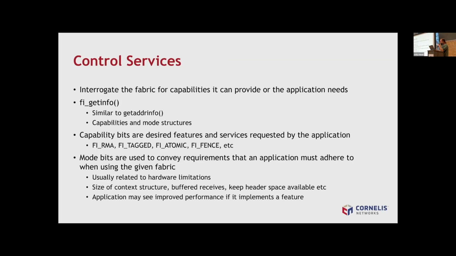So for example, MPI wants tagged messages. SHMEM has various fence semantics, so you can say that you do need strong fence semantics or not. Other similar sorts of capability bits are out there as well. And then the mode bits are used to convey the requirements that the application or middleware must adhere to based on that given fabric. So this is typically related to hardware stuff, right? The other common one is the size of the context structure.